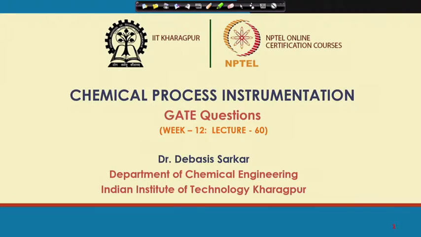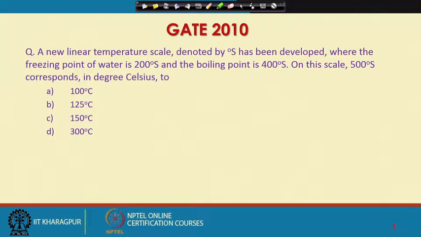So, basically we tried to review the GATE questions that are relevant for our course of chemical process instrumentation that appeared during the period year 2000 to year 2018. So, let us start with year 2010.